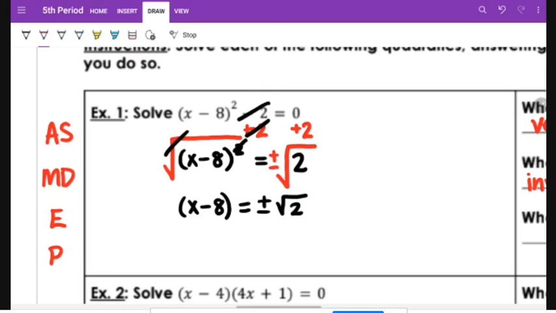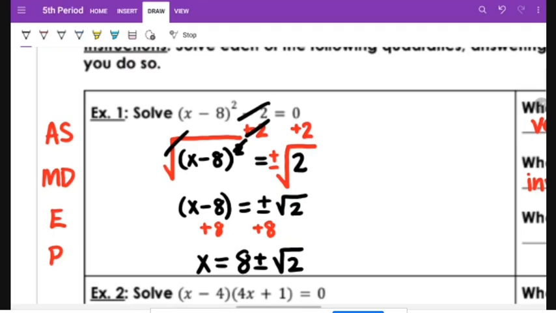The last step that we do is undoing whatever is in the parentheses. We do have an x minus 8 in the parentheses. We need to undo that minus 8. So we add 8 to both sides. So now on the left, we just have an x. And on the right, we're going to put the 8 in front. We have 8 plus or minus the square root of 2.